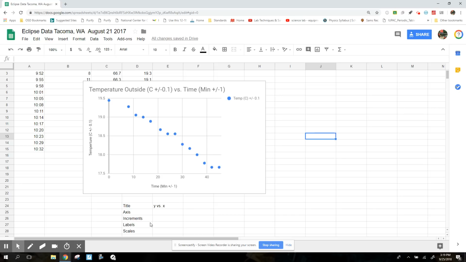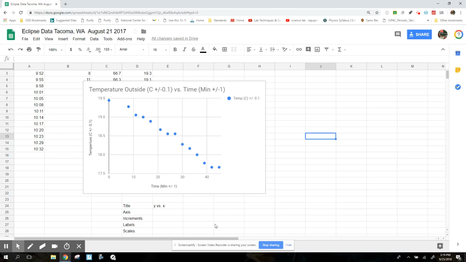Google has chosen for you an increment of going up by 10-minute increments on the X and 0.5 increments in temperature on the Y. Your labels have to be correct. So your x-axis is labeled with the variable, the units, and the uncertainties. And your scale, again, is equally spaced, making sure that every place in between these increments has the same amount of space, but Google does that for you.